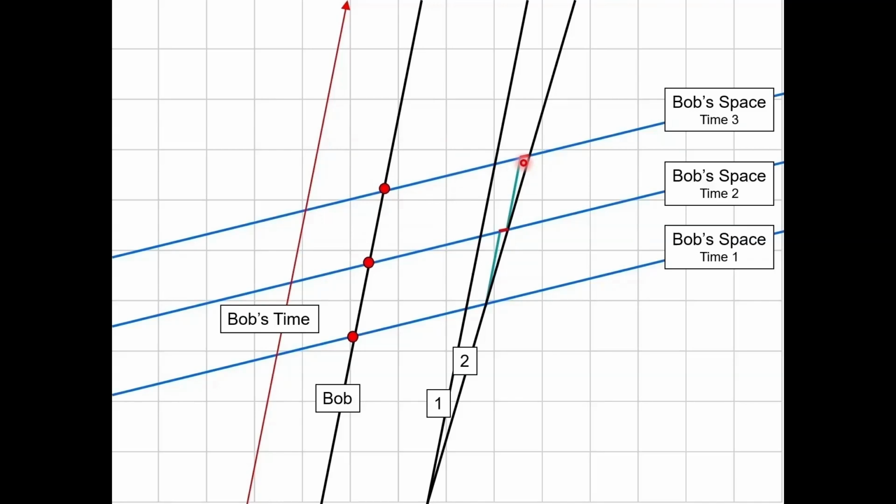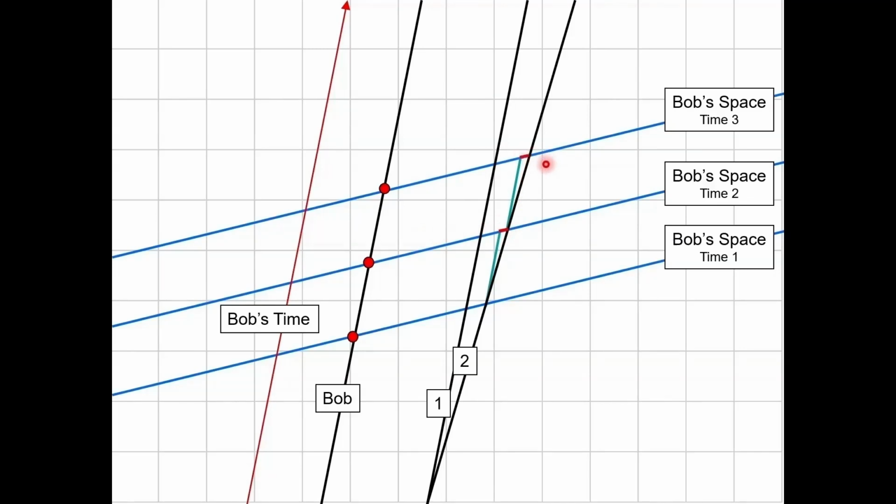So over a certain amount of time, the distance between Bob and particle 2 grew, which means it is moving away from Bob and it has a speed away from Bob. The speed value is this red segment distance over this amount of time. And as you can see, these two red segments have the same distance.